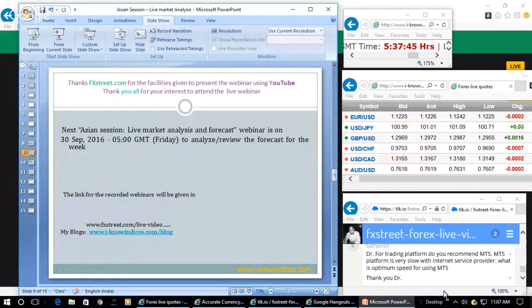Okay, Satish, for a trading platform, do you recommend MT4? The platform is very slow with the internet service provided. What is your optimum speed for MT4? See, the net speed is not very important because most of the trading platforms are able to offer high speed, and you will be able to get the quotes very fast, and also execution, provided you have an optimal network and speed.